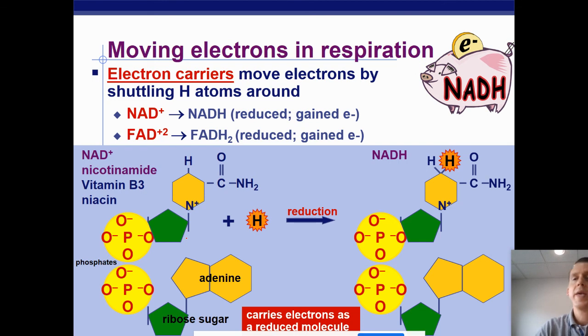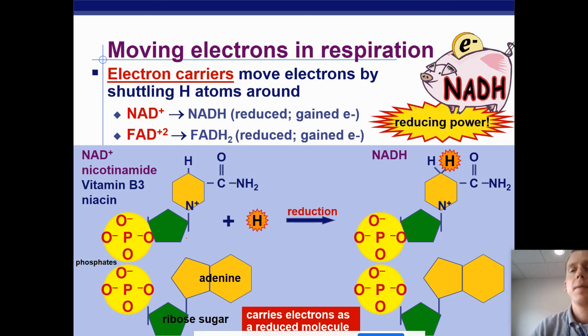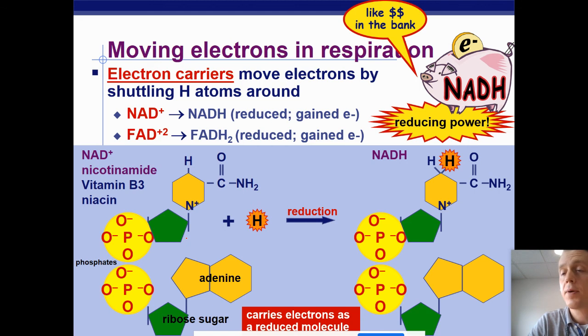Okay, so once we add electrons, you can think about it like putting money in the bank. We're storing energy in this molecule. So we have some energy saved up, and we're going to spend that energy later.